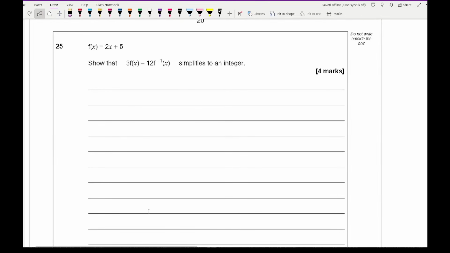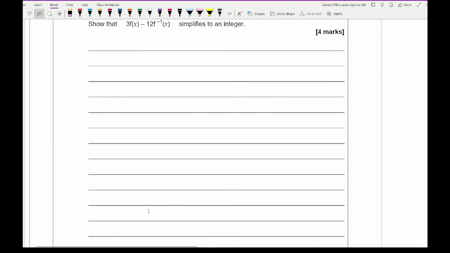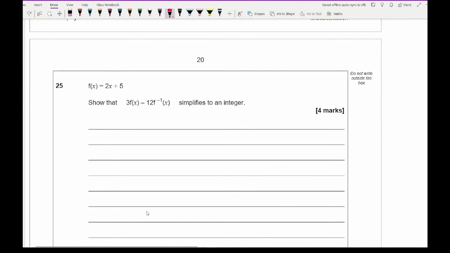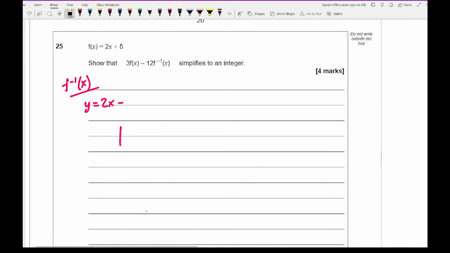Then moving on to question 25, it says f of x equals 2x plus 5. Show that 3f of x minus 12 and the inverse function of x simplifies to give me an integer. So for this, what we need to first of all do is work out what the inverse function is going to be. So I make it equal to y, and then I want to make x the subject. So I take y minus 5 equals 2x, so y minus 5 over 2 equals x. So then the inverse function of x is going to be x minus 5 over 2.